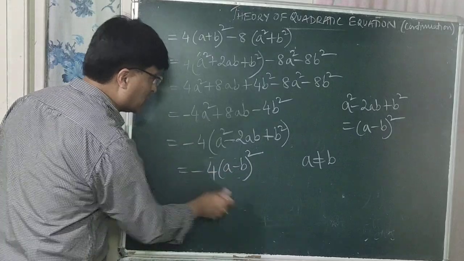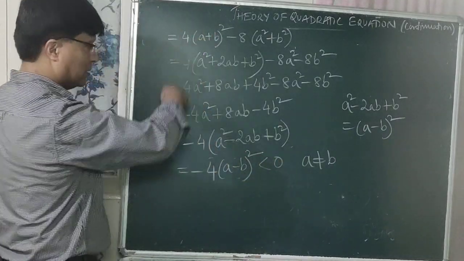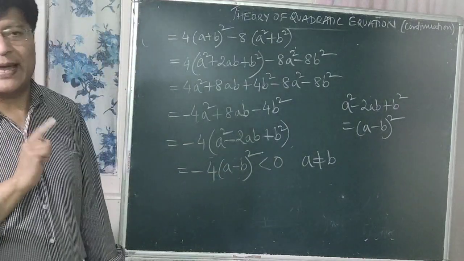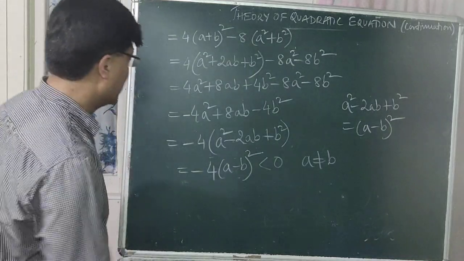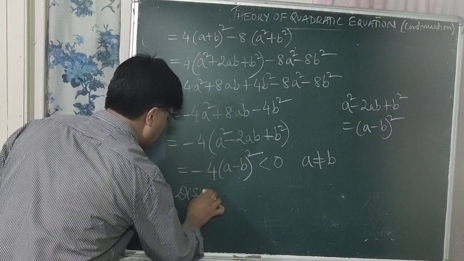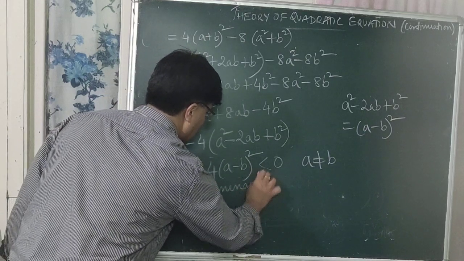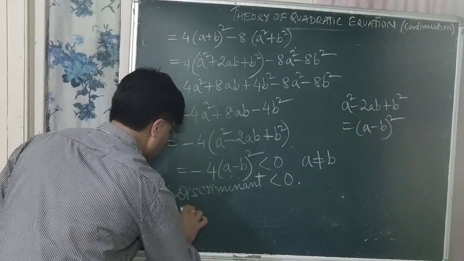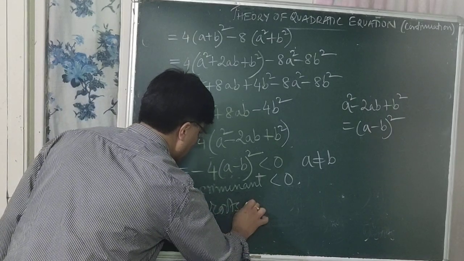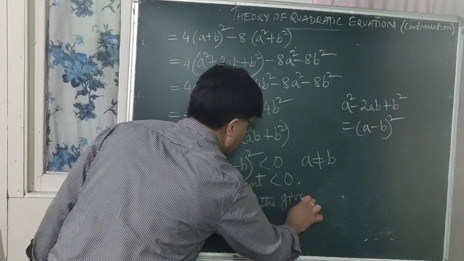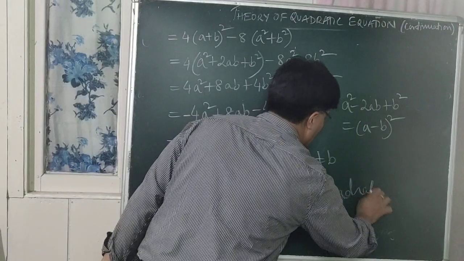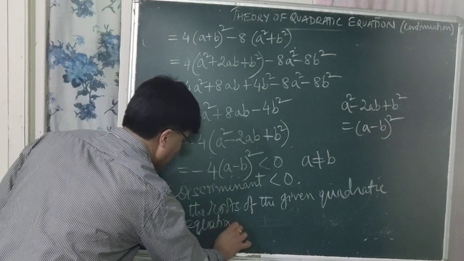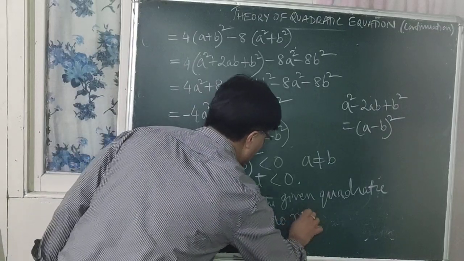So positive quantity into negative quantity is less than 0. That means the discriminant is less than 0. That means the given quadratic equation has no real roots. Proved. Since discriminant is less than 0, therefore the roots of the given quadratic equation has no real roots.